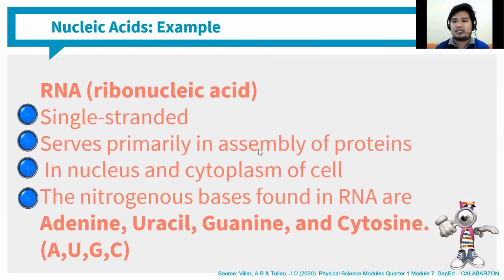ribosomes kasi dun makikita yung ibang types of RNA, no? So, the nitrogenous bases found in RNA are adenine, uracil, guanine, and cytosine. Ayan. Instead of thymine, no, meron napalitan siya ng uracil. So, si adenine, magpe-pair lang dapat siya kay uracil. At si guanine, ganun pa din, magpe-pair lang siya kay cytosine.